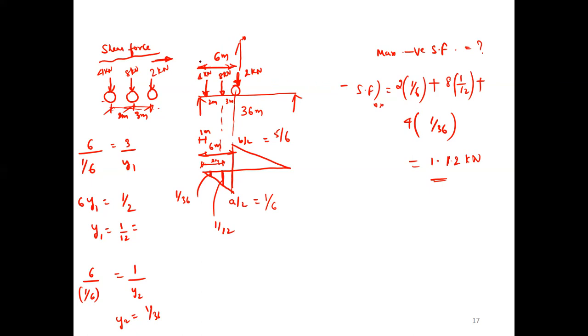So if you allow this load to cross the support, what happens? 2 kilonewton will come here. So this is 3 meter. 8 kilonewton will come on the section, and the remaining 4 comes on the other point, 2 meter. Okay. Now, once again, you have to draw an influence line diagram.